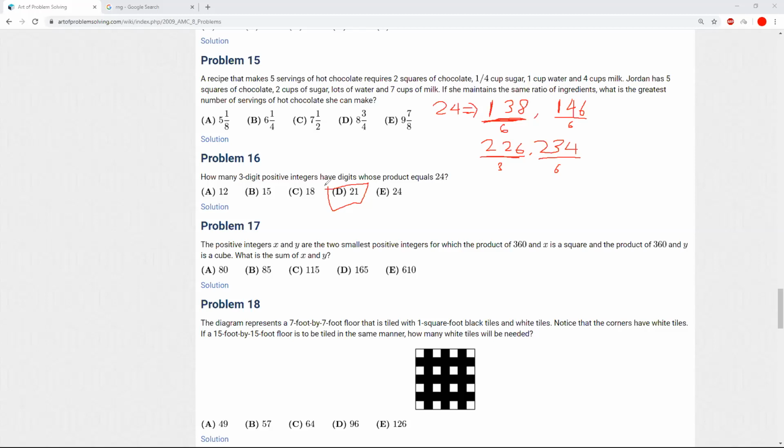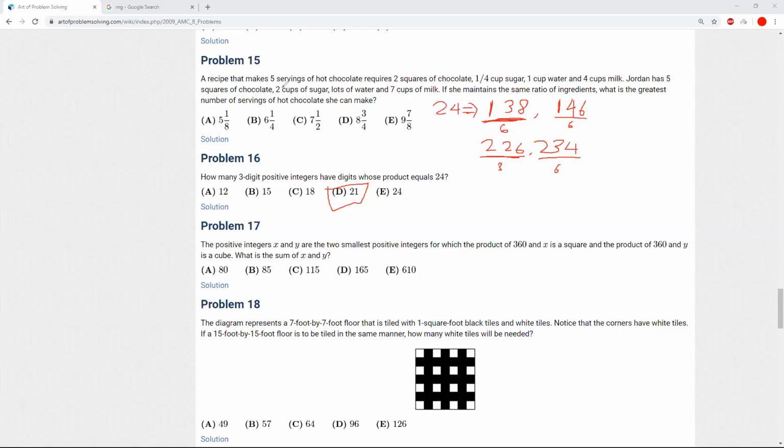Does everyone get all the steps I did? Oh, okay, so some people have questions, so I'll just go more detailed, I guess.